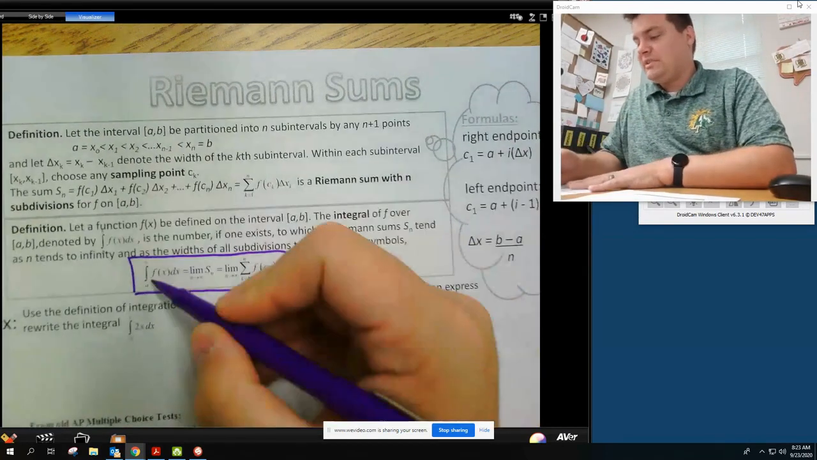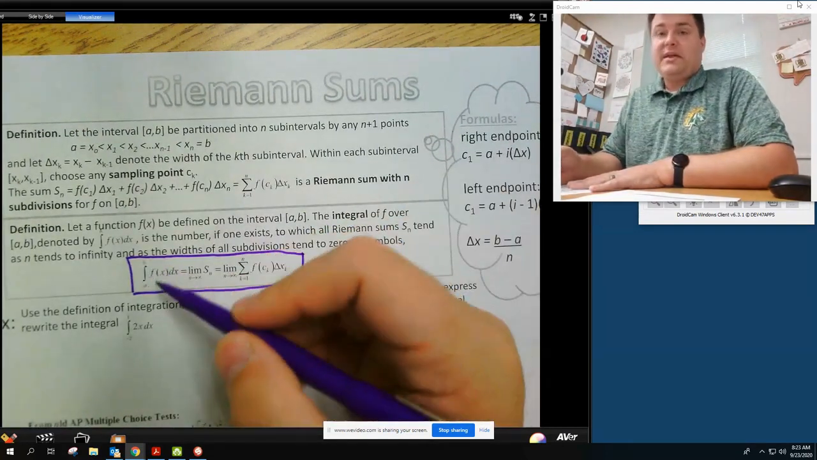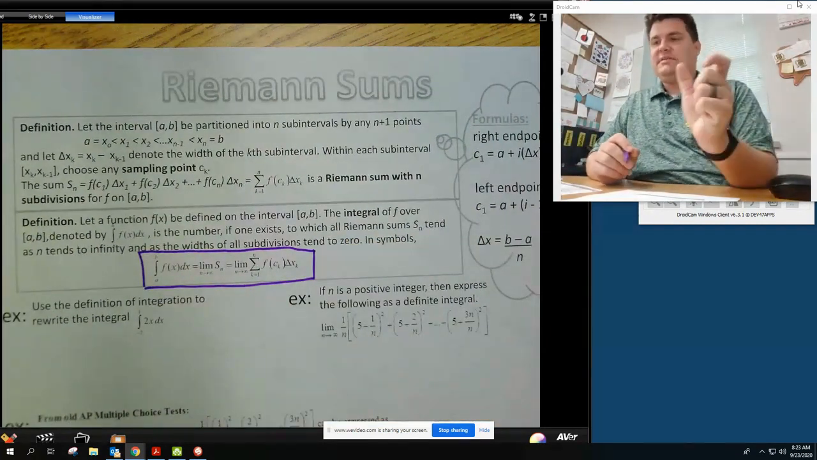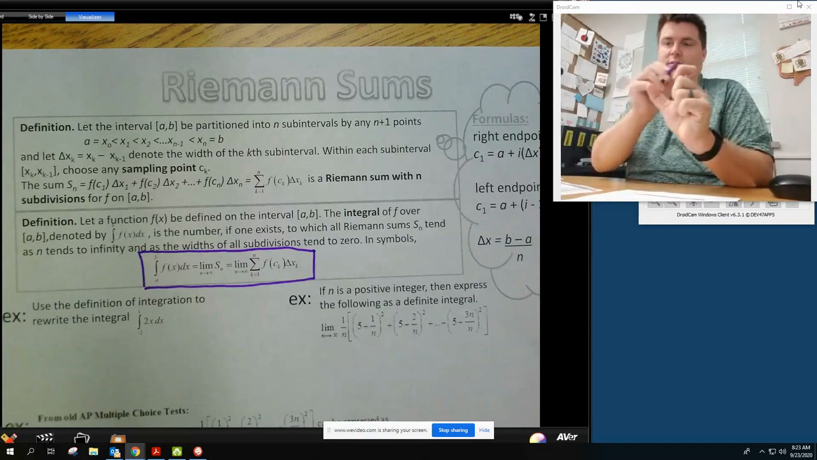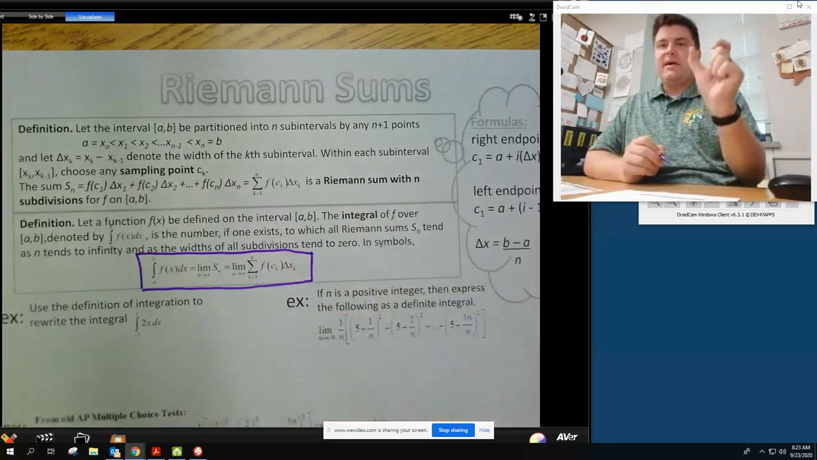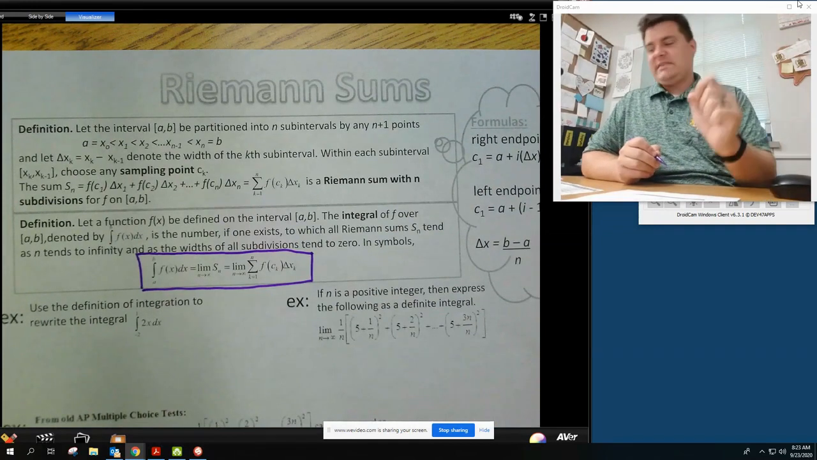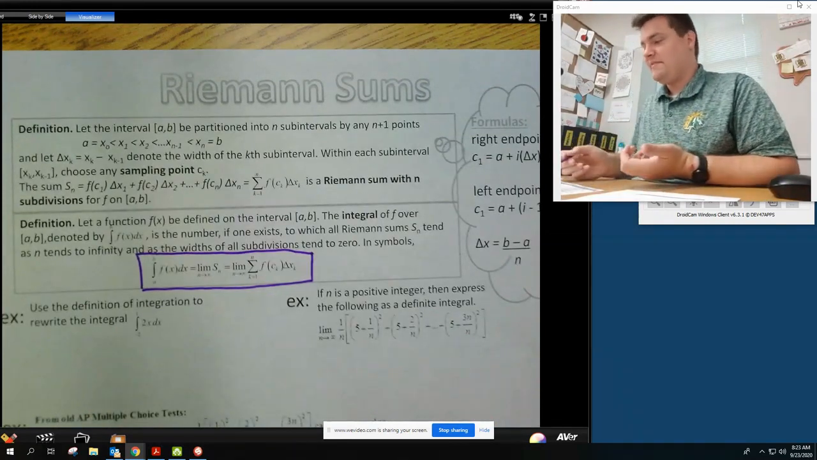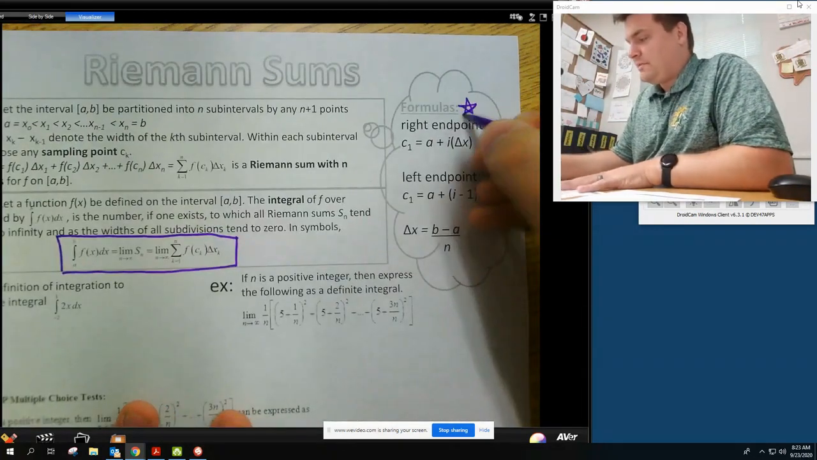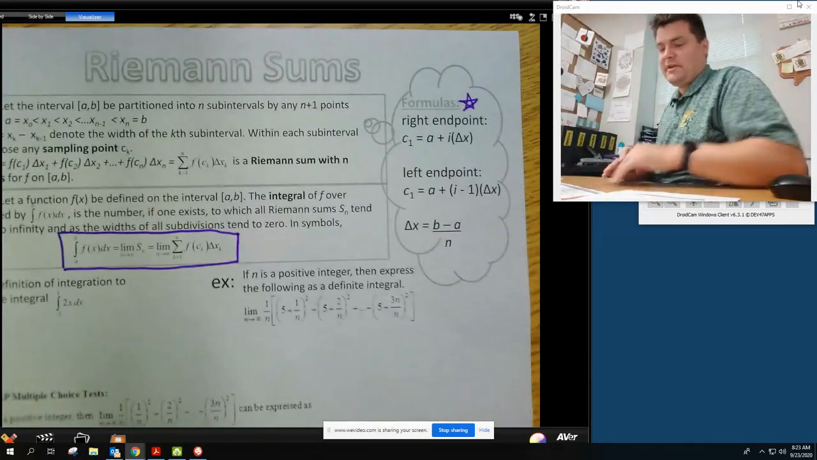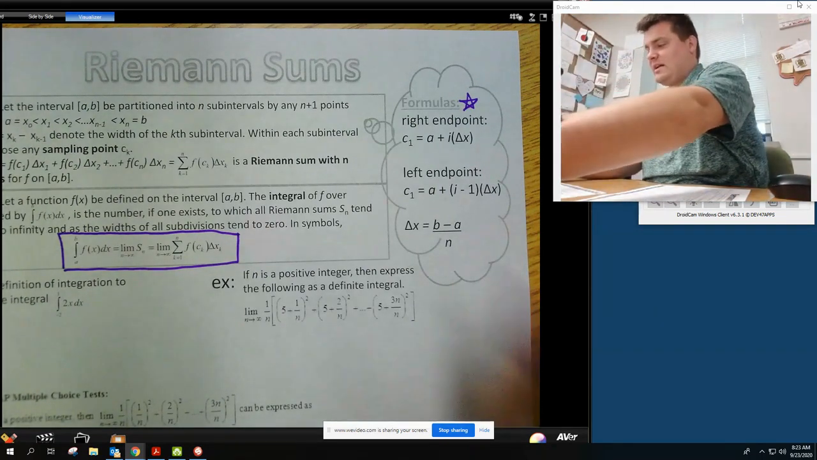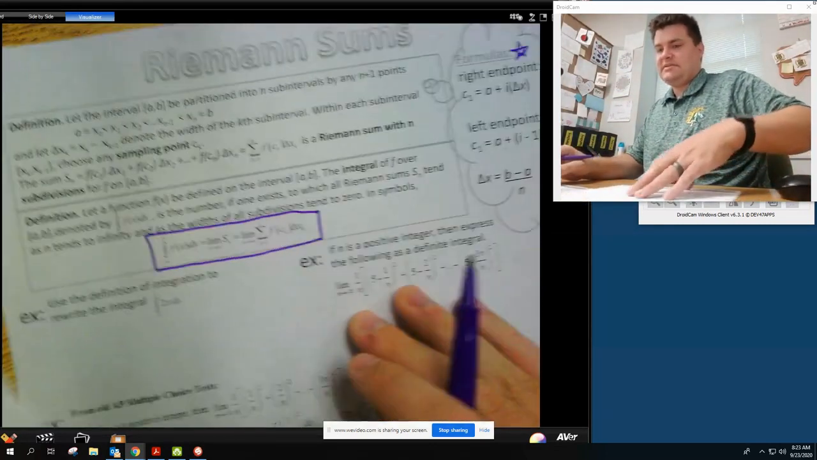So what this means is when we do a regular Riemann sum, we're estimating because we have rectangles of a set thickness, like the width is 2 and whatnot. What this is doing is just saying, hey, let's make our width as tiny as possible and let's add all of those together. So that's what this definition means. The important things that we need to know are right over here for formulas, in terms of right endpoint, in terms of left endpoint, and what delta x means.